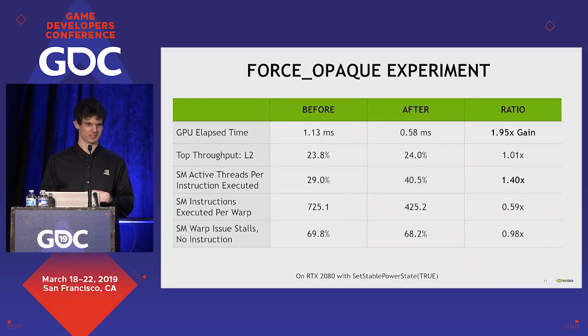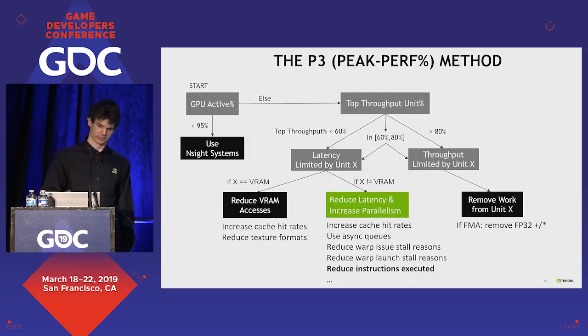So the speed up here doesn't come from an increase in top throughput percentage. It comes from a direct decrease of the latency of the warps. The latency from the beginning of one warp to the end of that warp running on the SMs. So here we are in the L2 top throughput latency limited case, and we increase the perf by reducing latency. It just happened to not be the latency of the L2 directly, but the latency of the SM, and that's okay. And we did that by reducing instructions executed by just setting that flag.